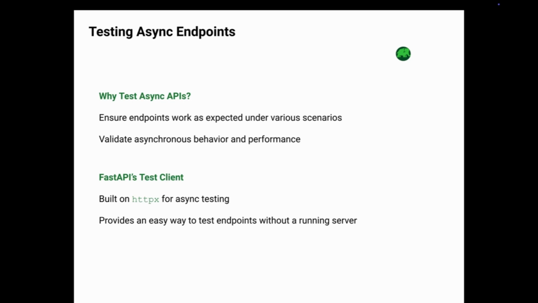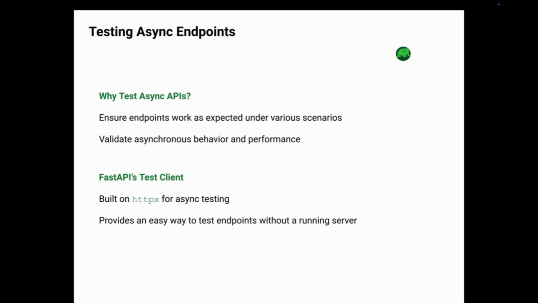The first point is ensure correctness. Make sure the API behaves as expected when multiple requests are being processed at once. The second point is validate performance. The async behavior works as expected and doesn't cause issues under load. The third point is catch concurrency issues. Ensure that the async tasks are truly running concurrently without stepping on each other's toes. That is, no race conditions.